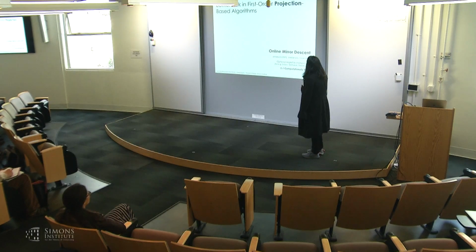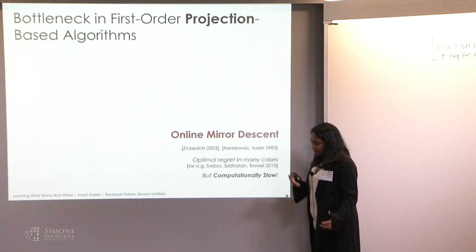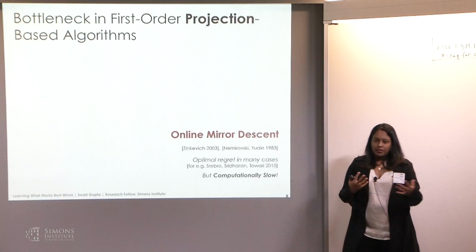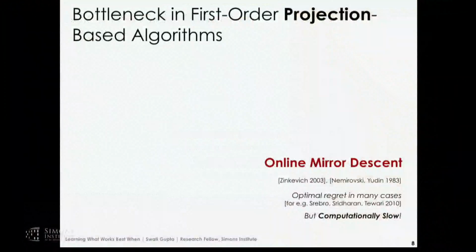All right. And one of the algorithms in a very broad class of first-order optimization methods is that of online mirror descent. This is based on the seminal work of Nemirovski and Yudin in 1983, although the online part was often attributed to Zinkevich. And it attains optimal regret in many cases, but it is computationally slow.